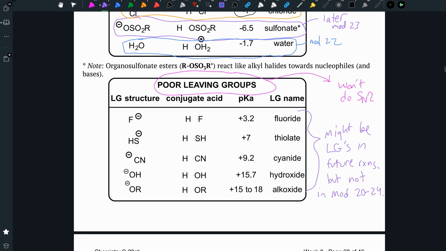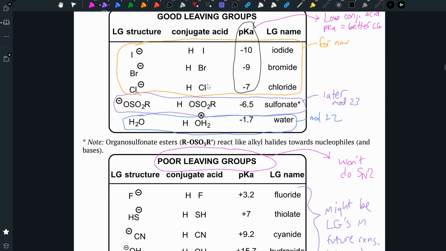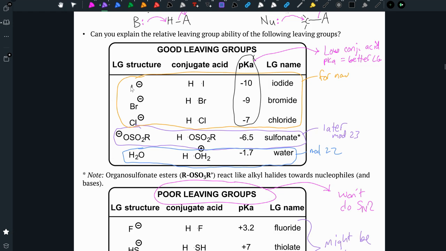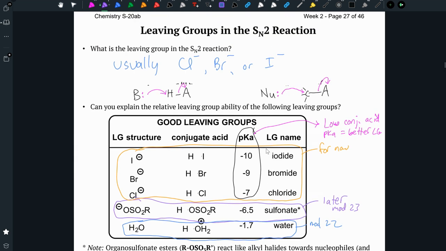The kinds of reactions where they'll act as leaving groups would be reactions usually involving carbonyl groups. So those would come up later on down the road. For now, we're focused on our leaving groups being iodine, bromine, chlorine, and then I'll talk about sulfonates and water later as leaving groups.